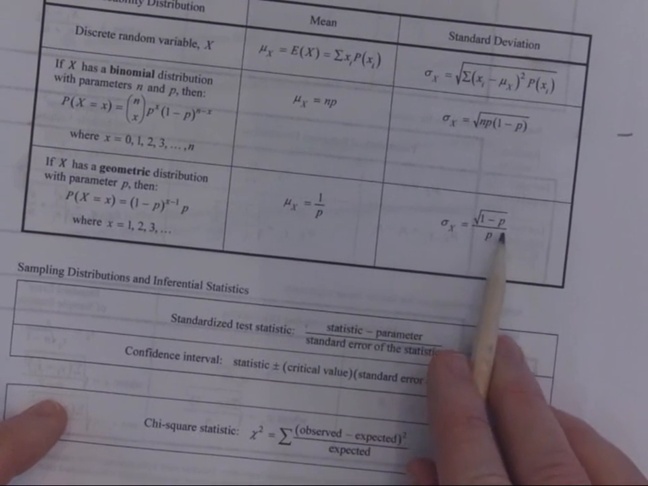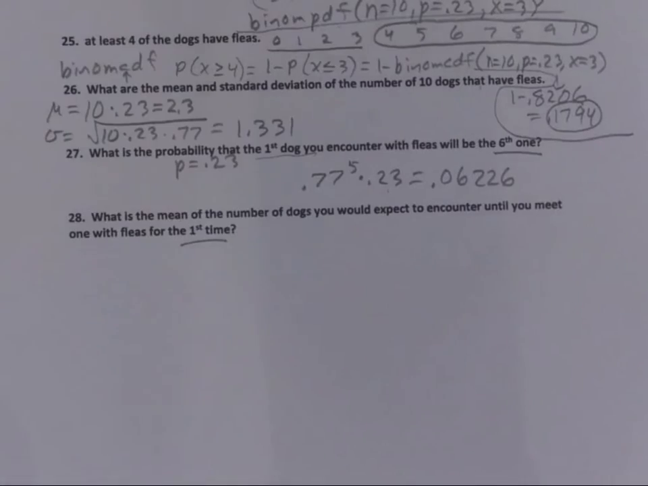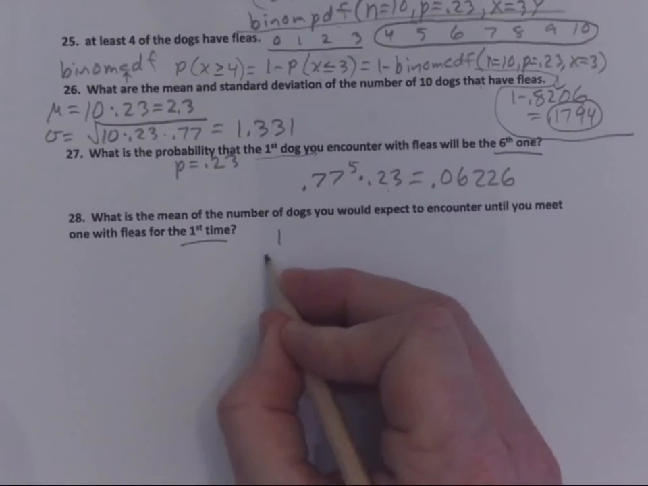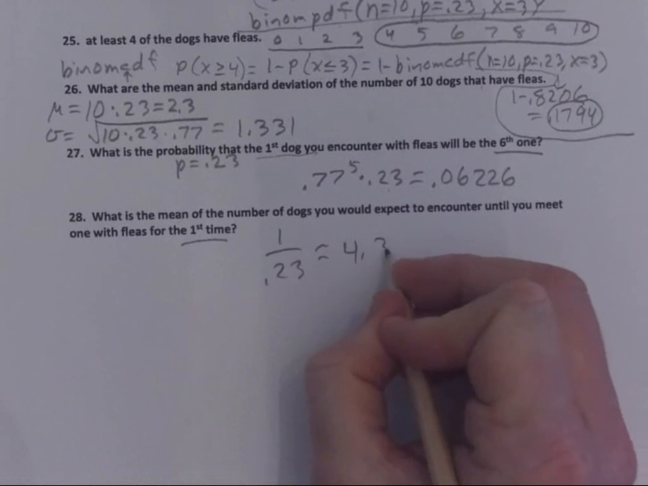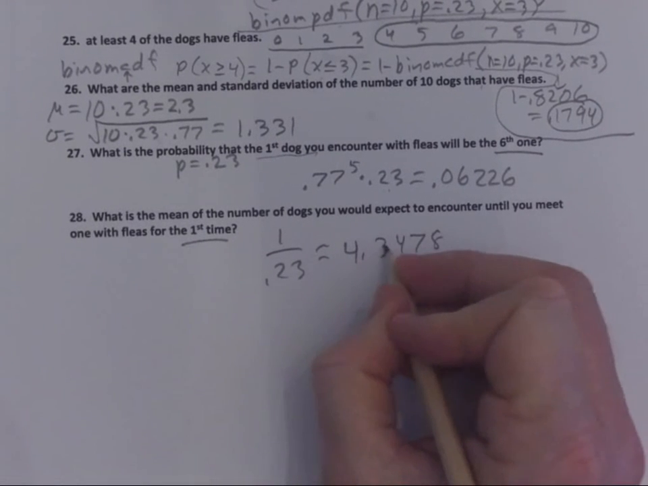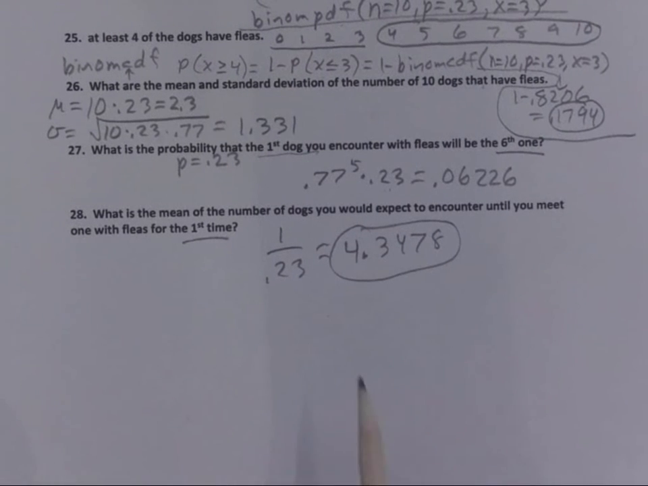It's just the square root of 1 minus p over p. But in this case, the mean, otherwise known as the expected value, is 1 over p. So it is just 1 over 0.23, and that is approximately equal to 4.3478. So on average, in the long run, we would expect to have to go through that many to find a dog with fleas for the first time.